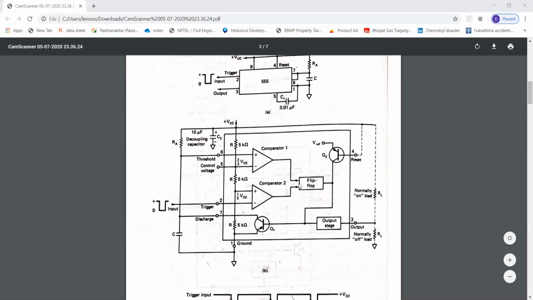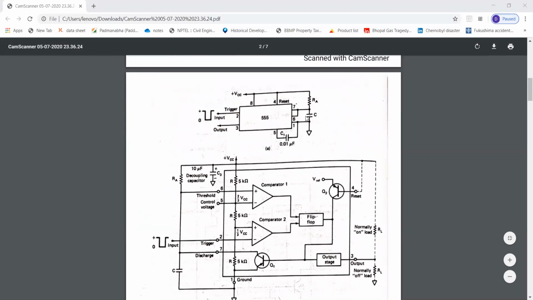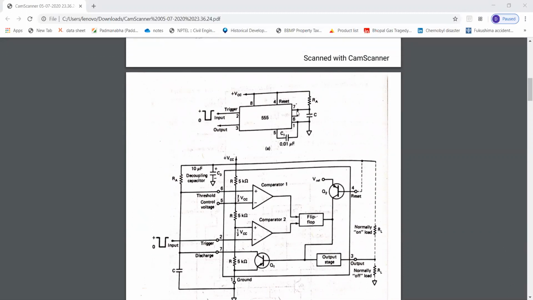Here you can see pin numbers 6 and 7 are short circuited. It is given in detail in the notes which I have written. This is connected to VCC via the resistor RA, and pin number 7 is connected to ground via the capacitor. Since there is no external voltage, the control input is also connected to ground via the capacitor C1 of value 0.01 microfarad, and pin number 4, that is reset, is connected to VCC.